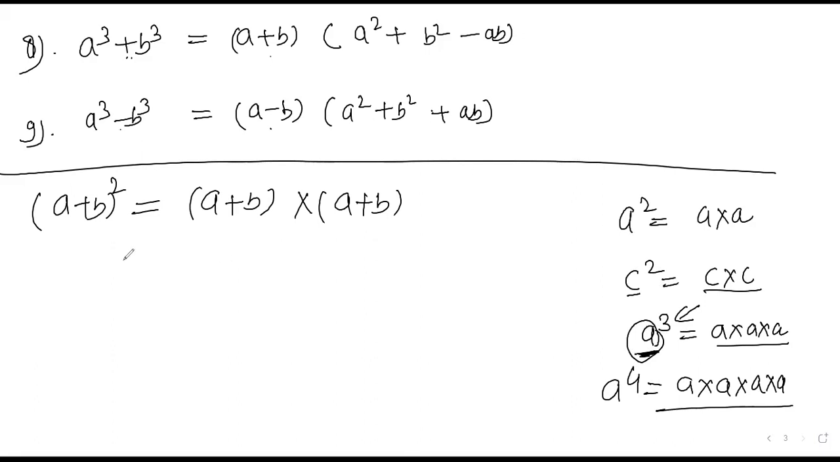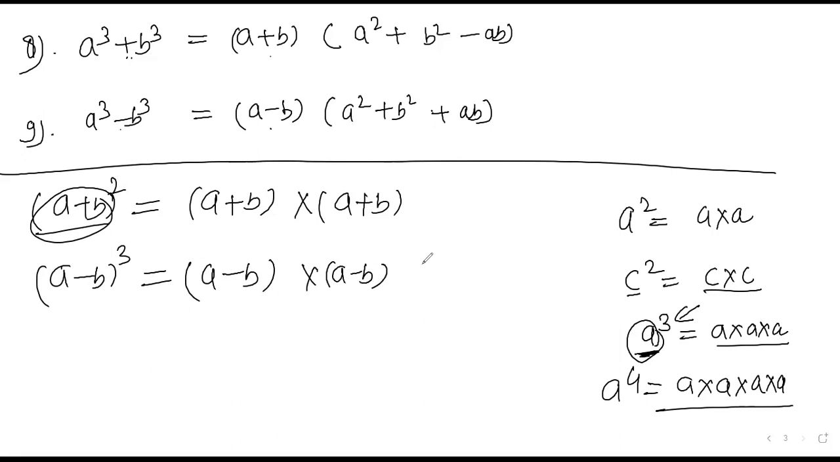Now, if this is written, a plus b is the base and power 2, then it is (a plus b)(a plus b). If (a minus b) whole cube is written, that means (a minus b), (a minus b) and (a minus b), right? This is the concept of the product of binomials, or polynomials I am simply talking about, right? Okay, so let us move on to the exercise.